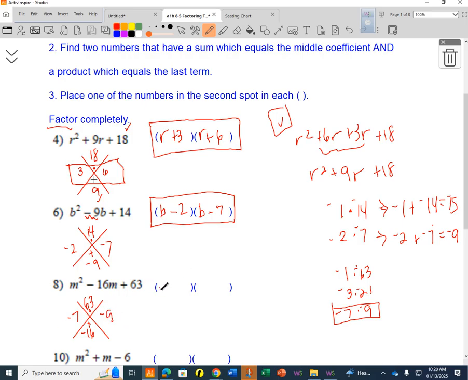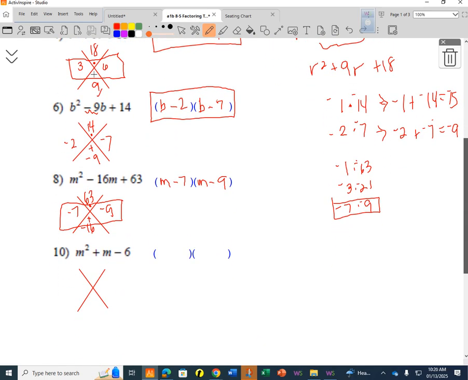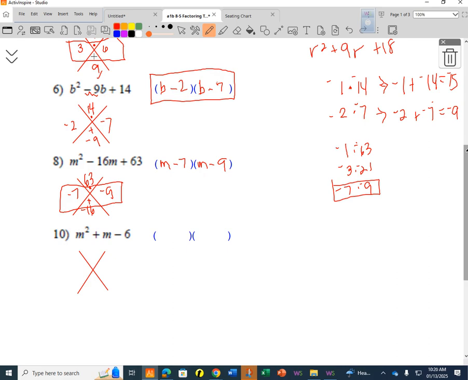So what's going to be my first term in each parentheses, Kendall? And now I look at the factors I picked. So this tells me what to put in the rest of mine. So that's a negative 7, so it's minus 7. The negative 9, so it's minus 9. Any questions on that one?